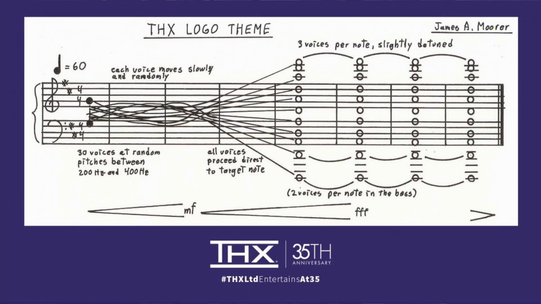Let's go to the second part of the work, which is about the Deep Note itself. Basically, as you can see, this is a drawing by James Moore. The Deep Note is just a bunch of notes that oscillate between 200 and 400 Hz, and then after some time they go to mezzo forte in intensity, they go silent, and then they all proceed to their target note, as you can see there.